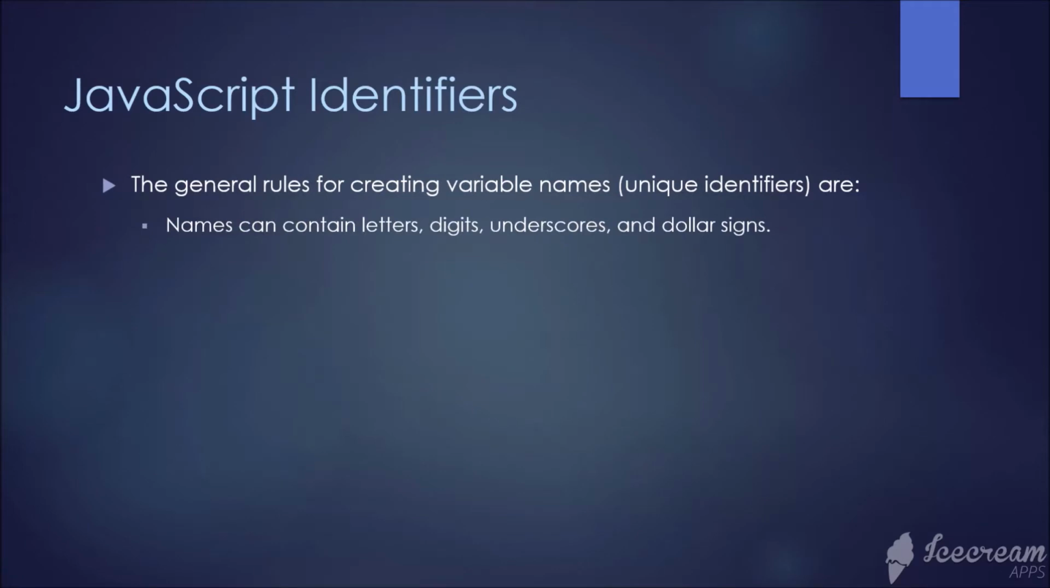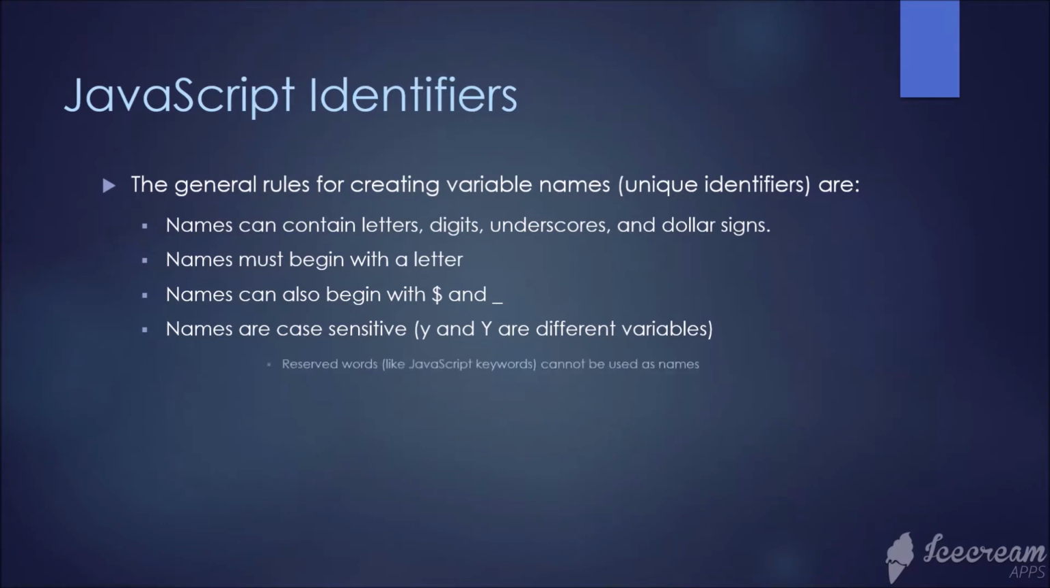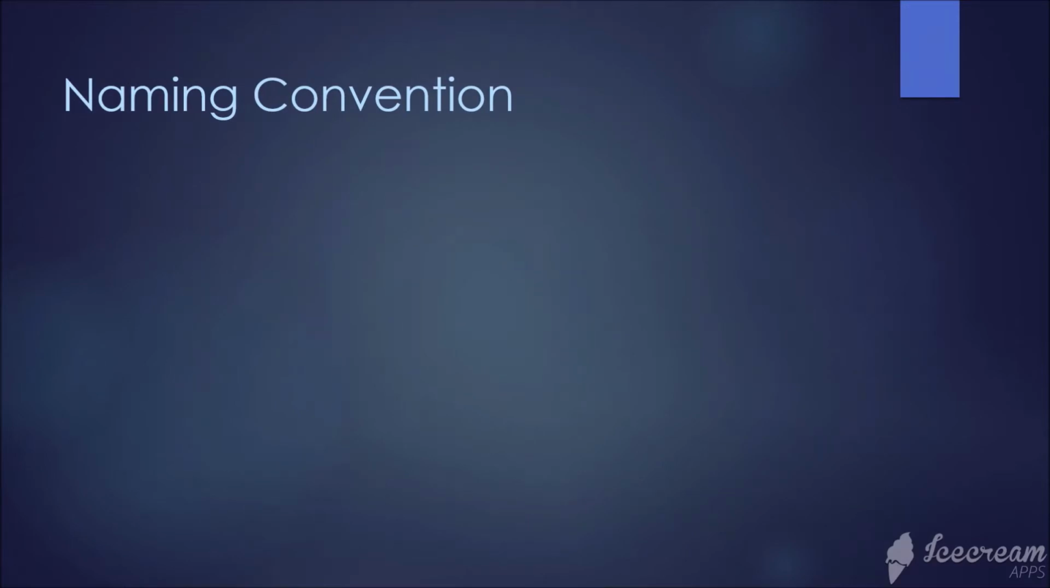So we have yung names can contain letters, digits, underscores, and dollar signs. Names must begin with a letter. Names can also begin with a dollar sign and underscore. Names are case sensitive. So yung small letter y at saka yung capital letter Y are different variables. Reserved words like JavaScript keywords cannot be used as names. Okay? So naming convention.